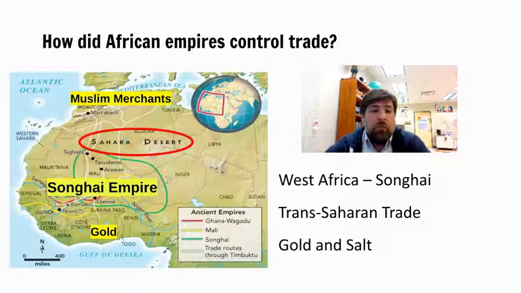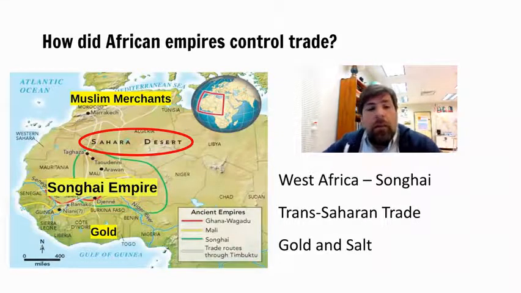They established trade routes that crossed the Sahara Desert. They would take caravans of camels, usually, across the Sahara Desert, stopping at different pit stops along the way where they could get some water. And right in the middle of this is the Songhai Empire. So how does the Songhai Empire control trade? They're right there in the middle of the trade routes. And if you want to cross through the Songhai Empire, you have to pay a tax. That's how they do it.